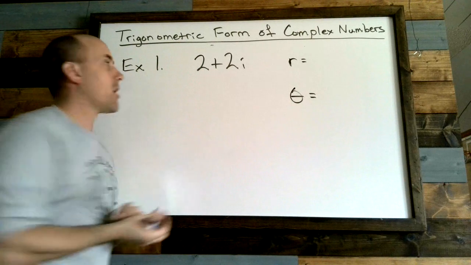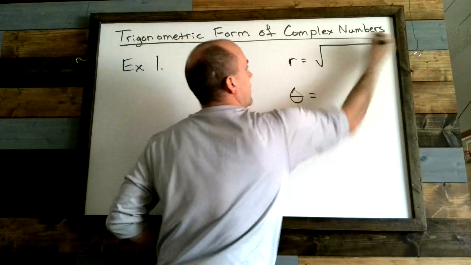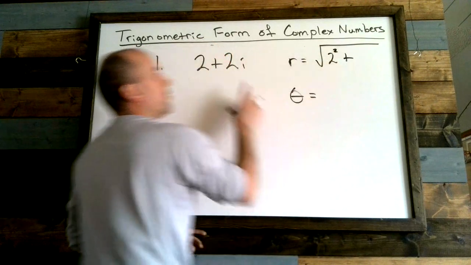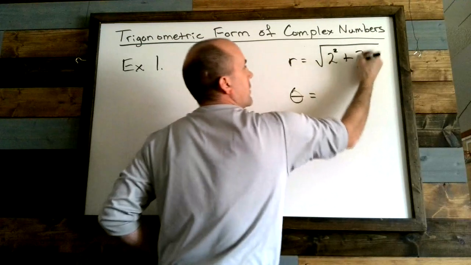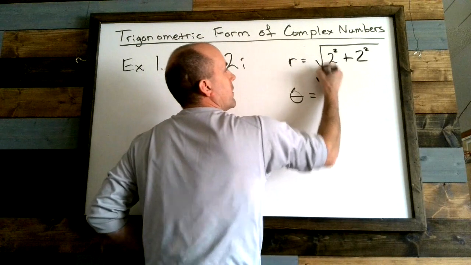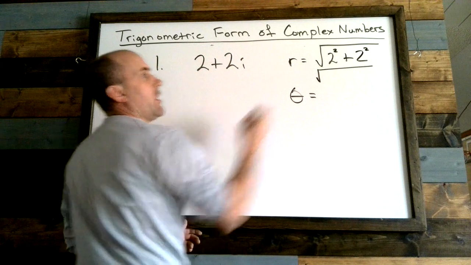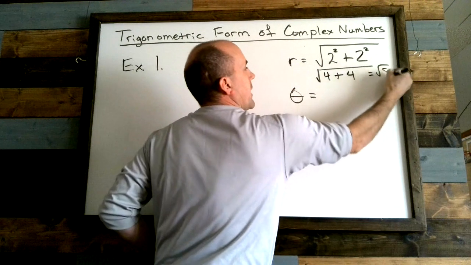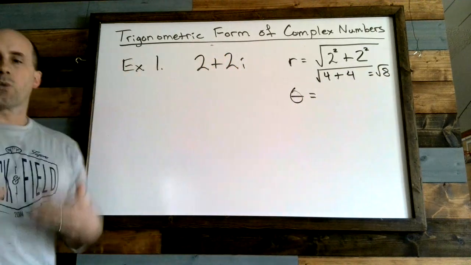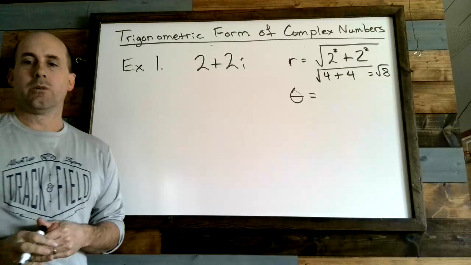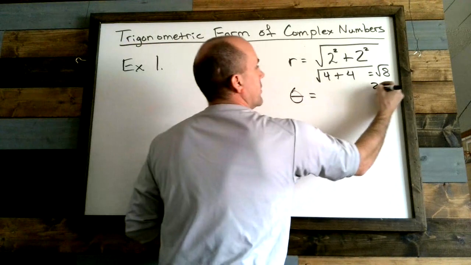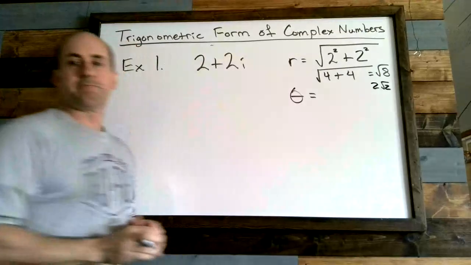How do I find r? I do the square root of a squared plus b squared. That's the square root of 4 plus 4, or the square root of 8. What is the square root of 8 simplified to? Well, the square root of 8 simplifies to 2 roots of 2.